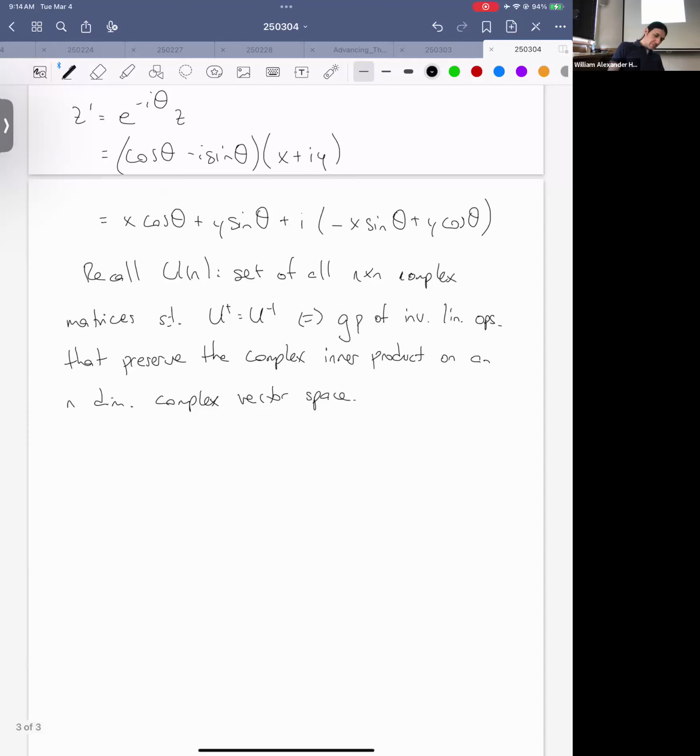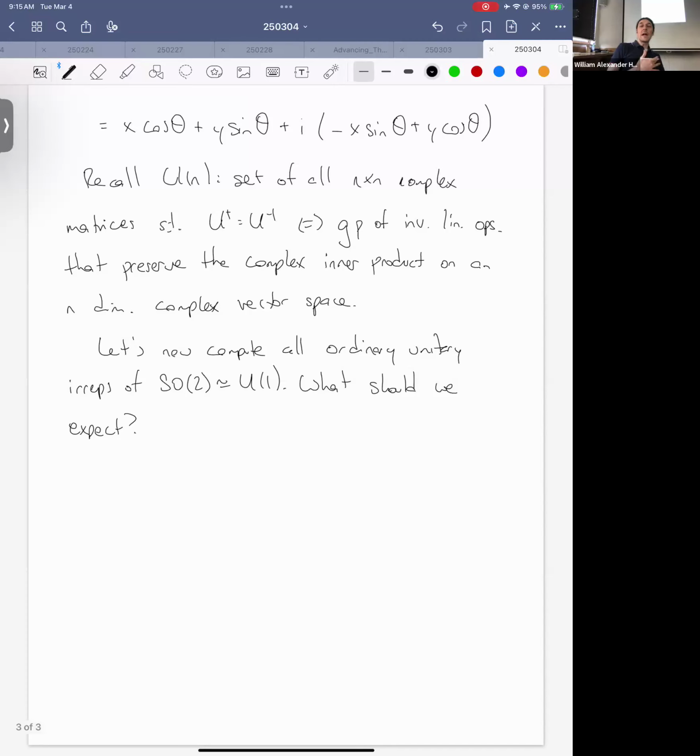So let's now compute all ordinary unitary irreducible representations of SO2, isomorphic to U1. We will come back to projective representations in a while. What should we expect? And I'm going to just lay out some mathematical theorems that I'm not going to prove. You can look them up if you want to prove them. I don't know personally that I have a good intuition for them, but they are very powerful, very important.